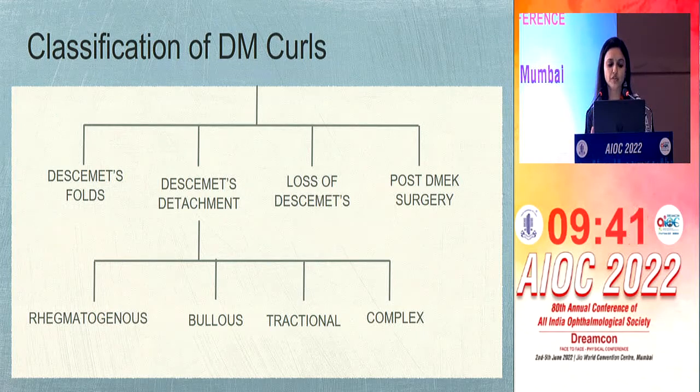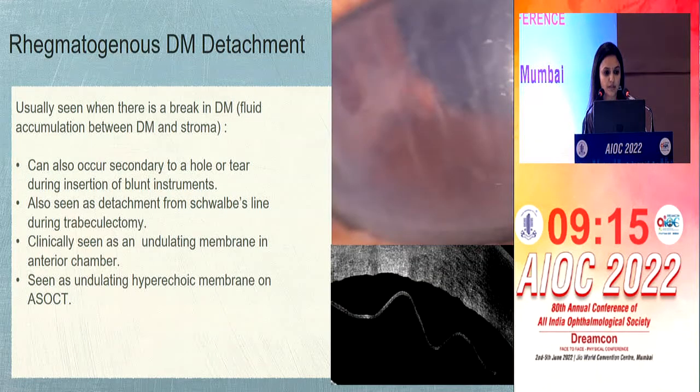It's a very beautiful classification, given the things that you can see the next day if you have had a complication after your cataract surgery or your trab or whatever surgery you're doing. You can see detachment folds, you can have a detachment. Now we further classify detachment into rhegmatogenous, bullous, tractional, and complex. I will be covering each of these after the slides. And after, you can even have a loss of Descemet's in a post-endothelial keratoplasty surgery.